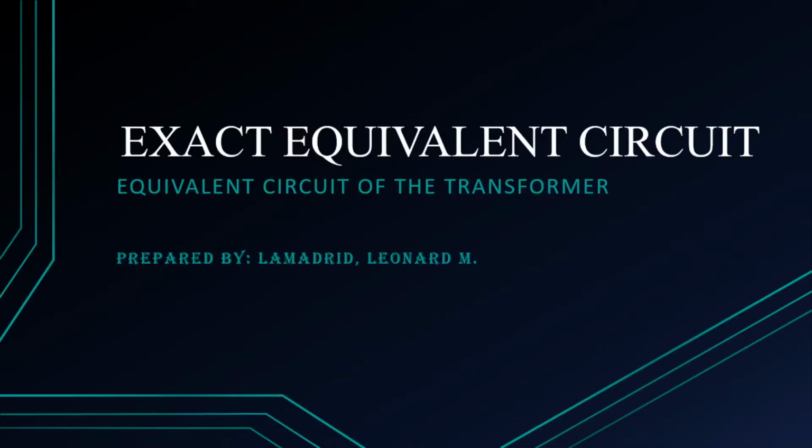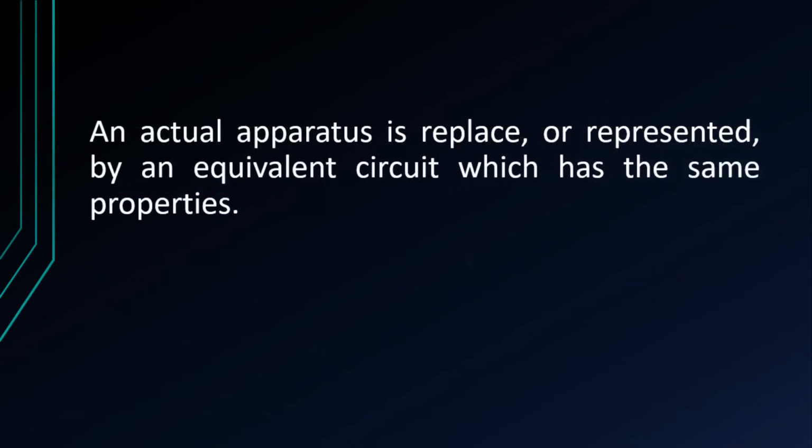Good morning. Under the equivalent circuit of the transformer, I'm going to discuss the exact equivalent circuit. So what is the meaning of the exact equivalent circuit? It is if an actual apparatus is replaced or represented by an equivalent circuit, which has the same properties, which means the actual apparatus, or the process of the actual apparatus, will be represented using a circuit.